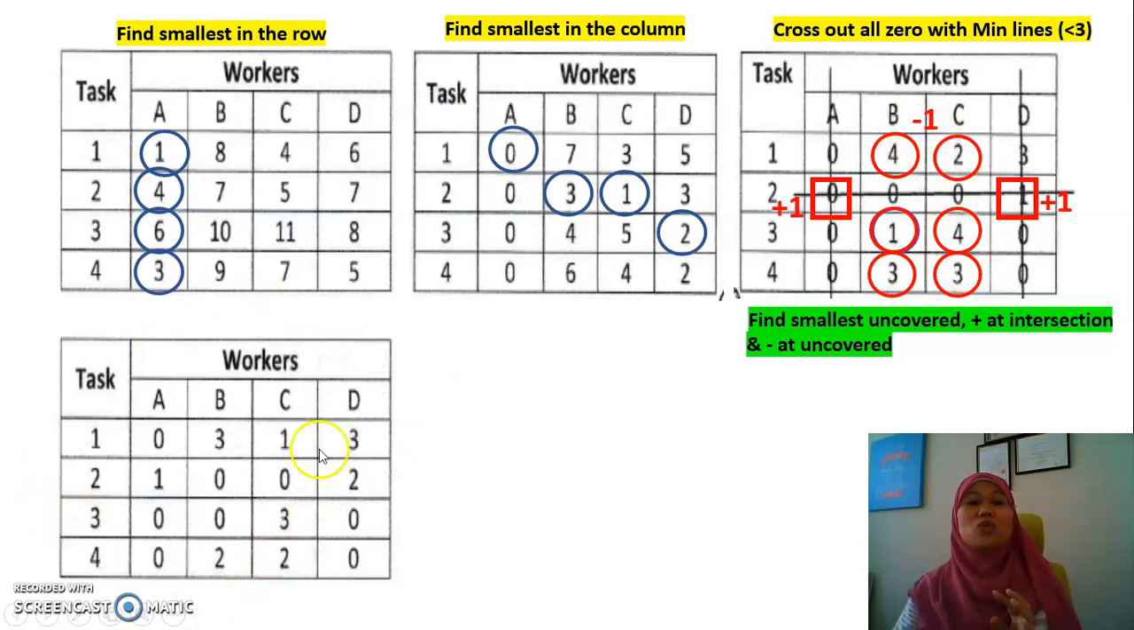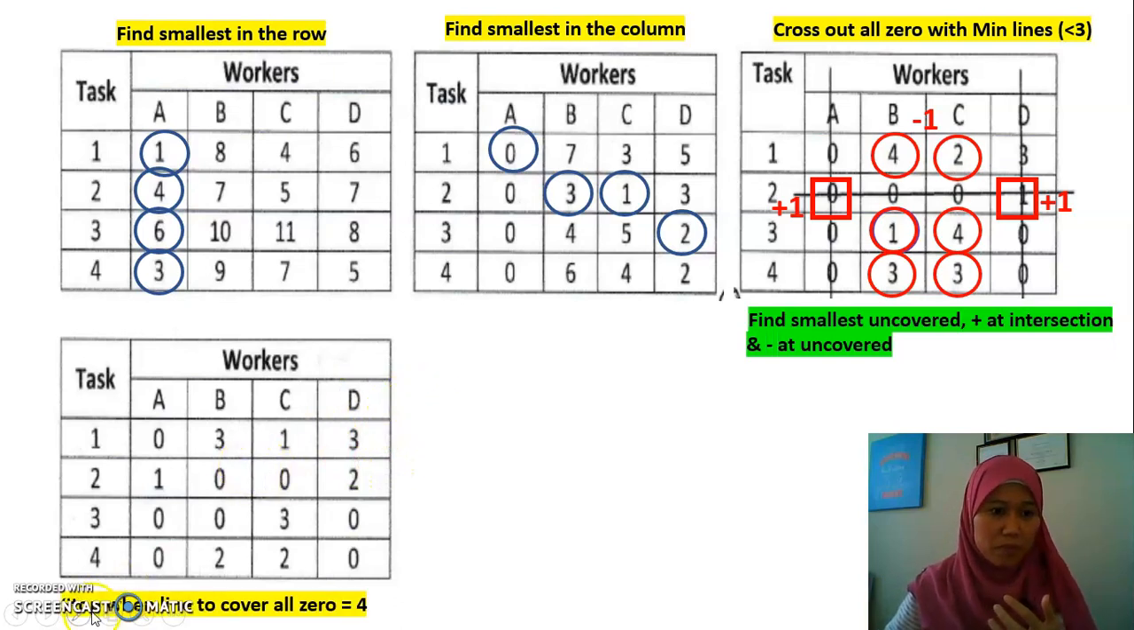So this is the new table with the new answer. Next, we're going to cross out again. Can we cross out with 3 lines? This time, 1, 2, 3, 4. No, I cannot cross out with 3 lines. So I need 4. 1, 2, 3, 4. So I need to stop.